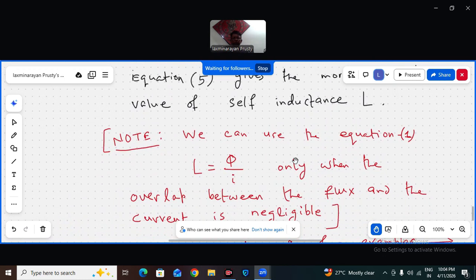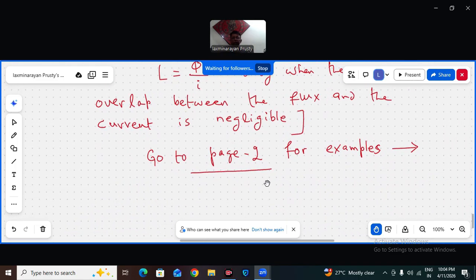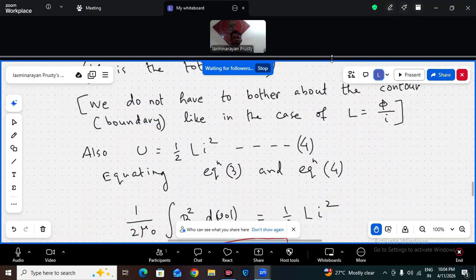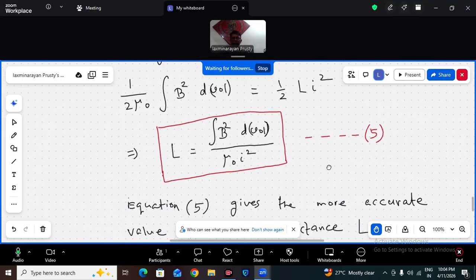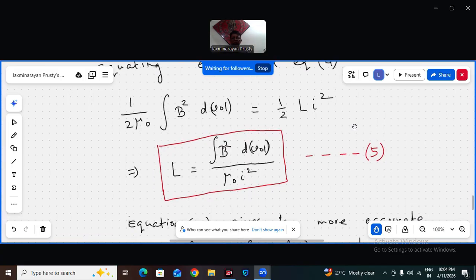Okay. So note मैंने लिखा, we can use equation 1, that is L is equal to flux by I, only when the overlap between the flux and the current is negligible. तो एक एग्जांपल देंगे, पेज 2 में जाएंगे. अभी आपको समझ में आ गया ये चीज? तो कैसे करेंगे, how to determine L value more accurately? We'll be using this expression.